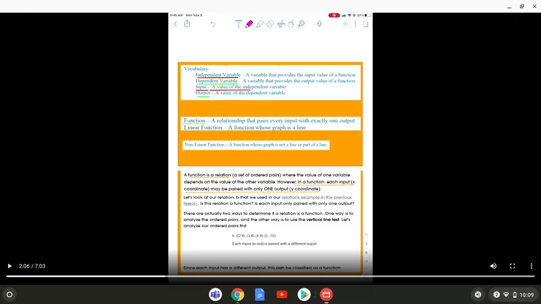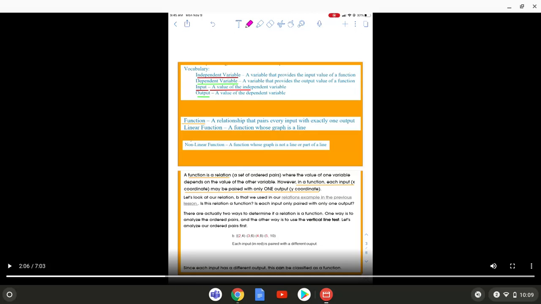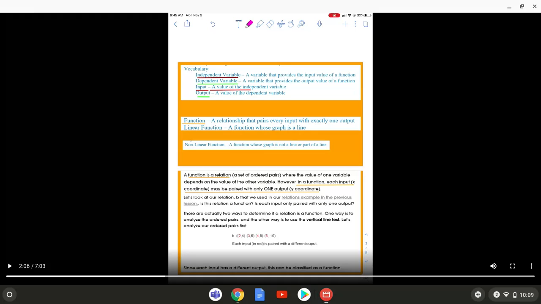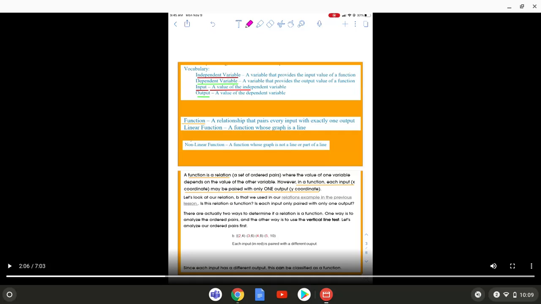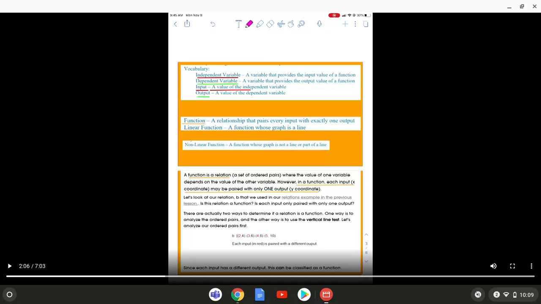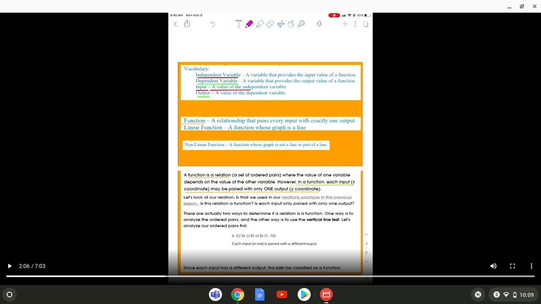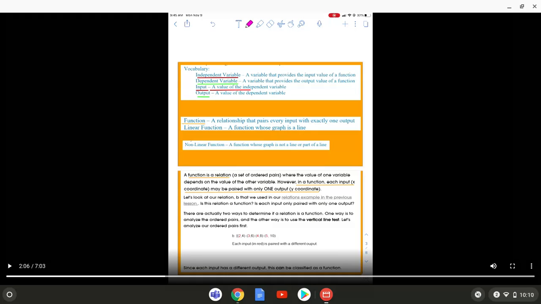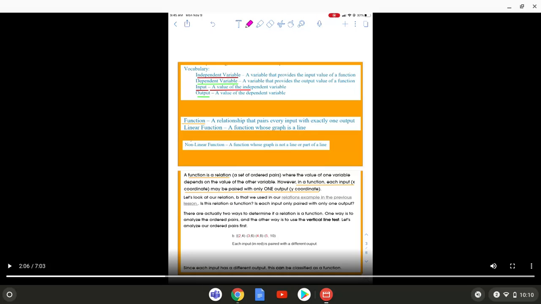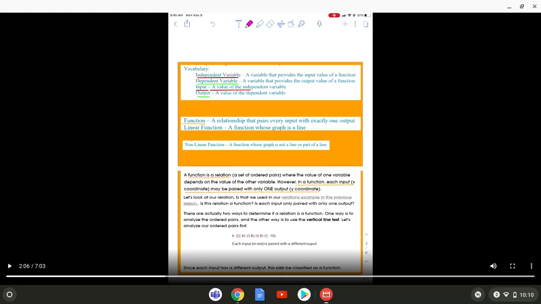So what a function is, basically, is where every input only has one output. So outputs can repeat, but inputs cannot. That means when you're writing your domain, if you see any number repeat, it's not a function. So every input has one output. Every output has a different input.